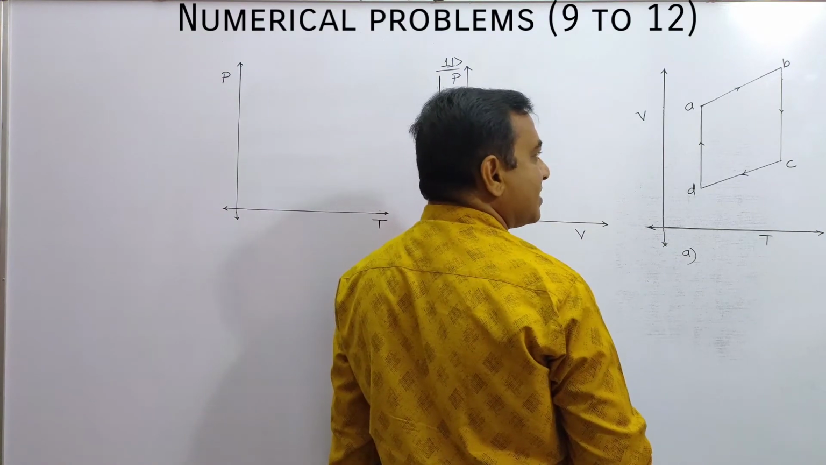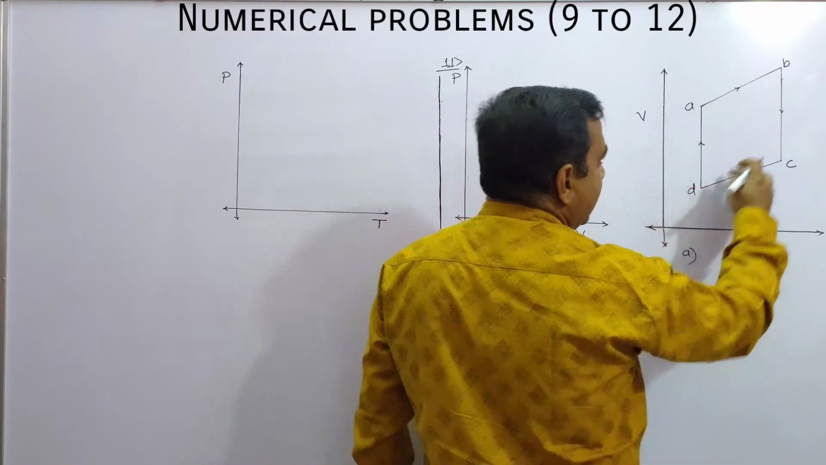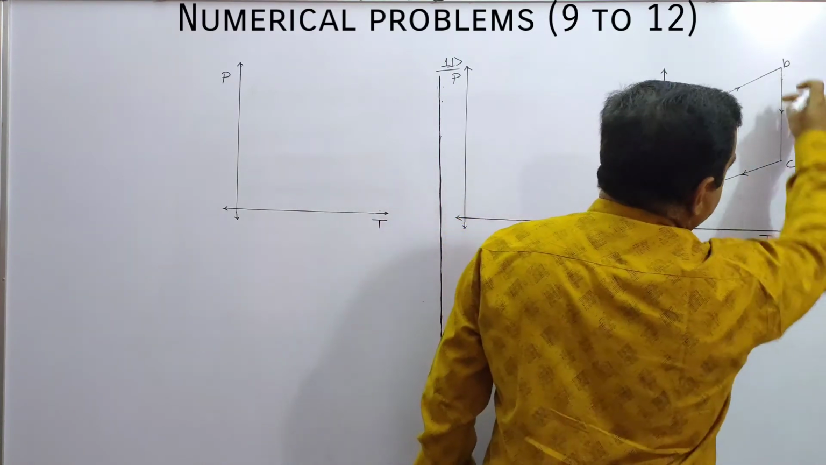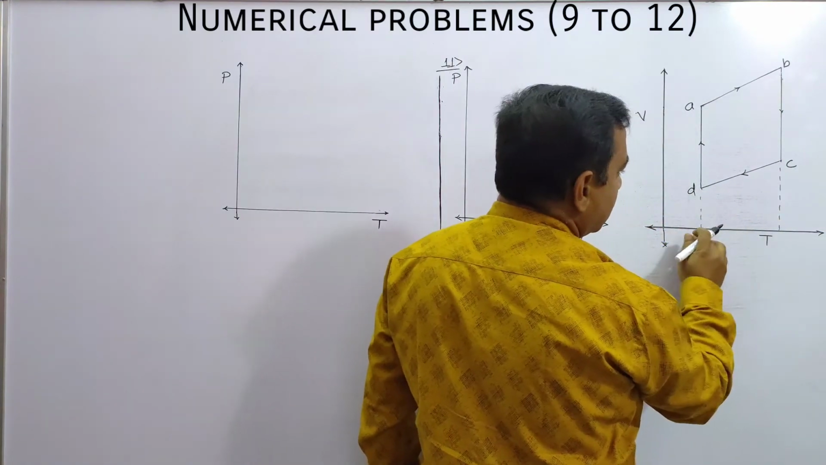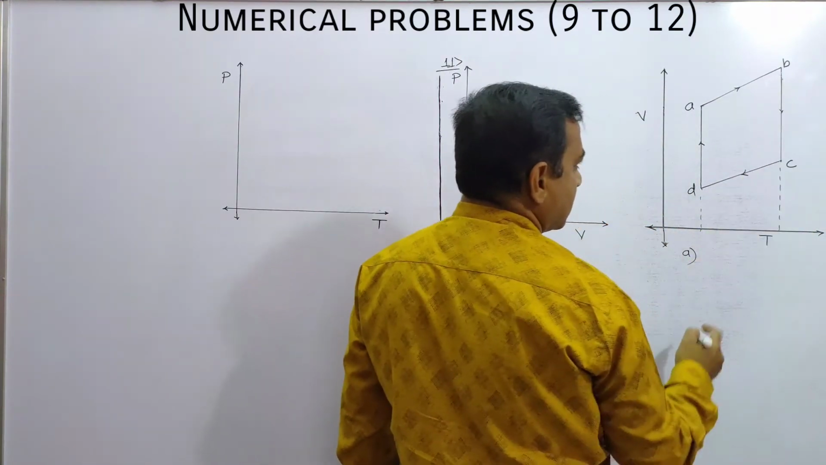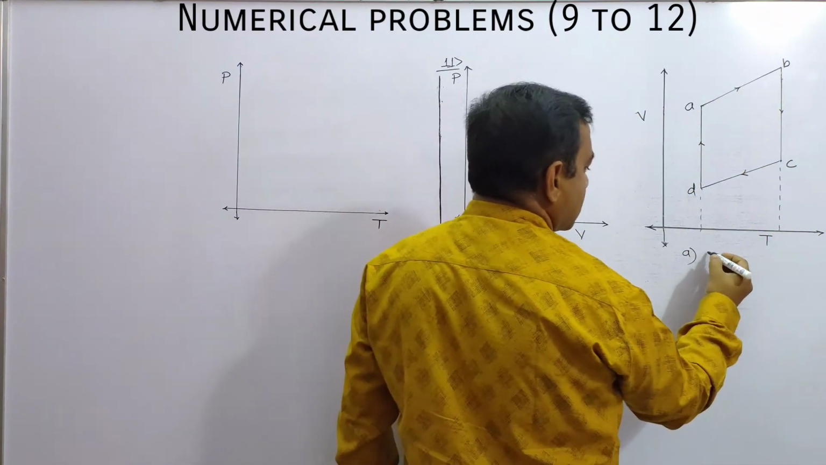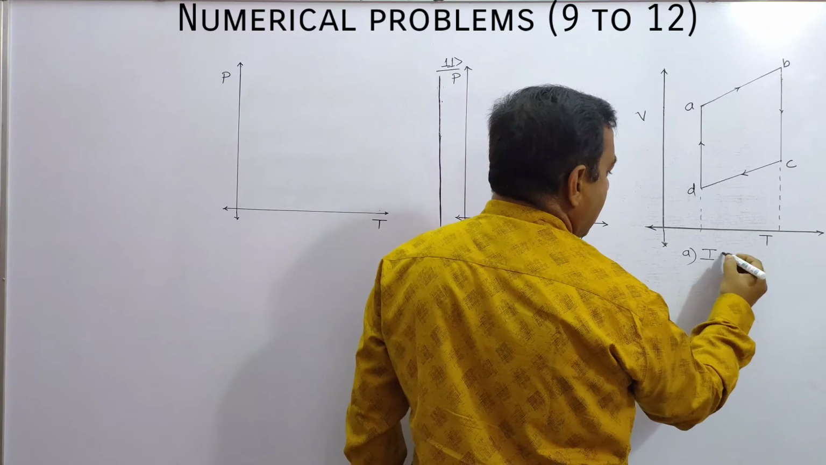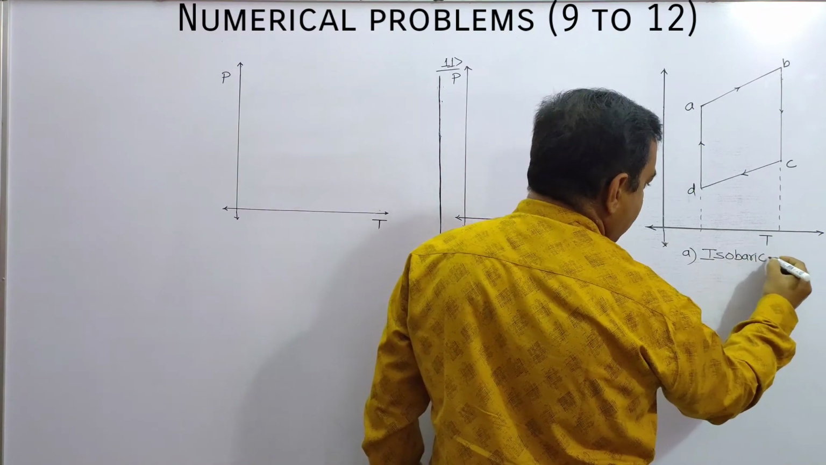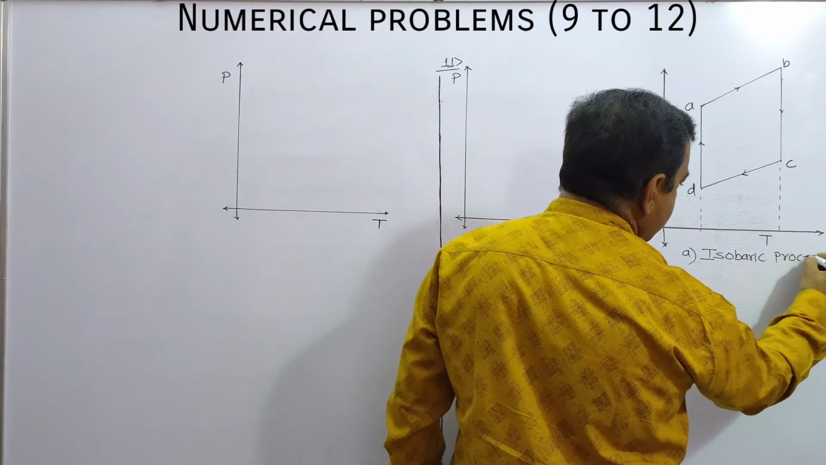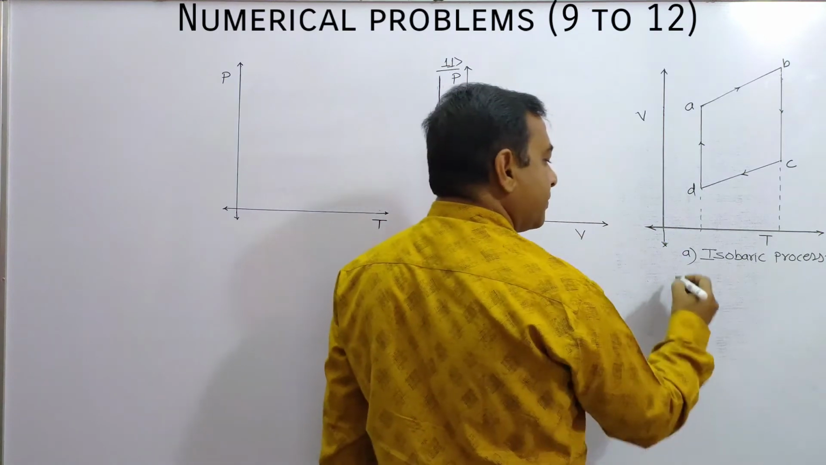Which kind of process is it? Which factor is constant? Here it is AD and BC, where the temperature remains constant. But during this process the volume changes while the pressure remains constant. So this process is an isobaric process. Initially the process is isobaric, from A to B.